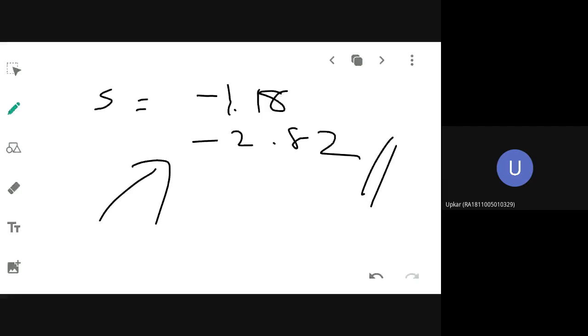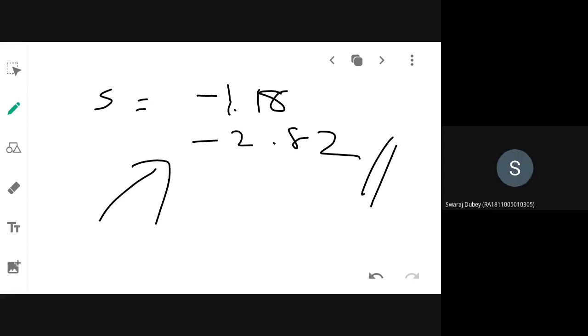Yes, how many of you got the correct answer? Minus 1.2. Then minus 2.8. How many of you got this answer? At least 3 or 4. 4 got? Yes, ma'am. What about the rest? Just you can use your calculator for these.